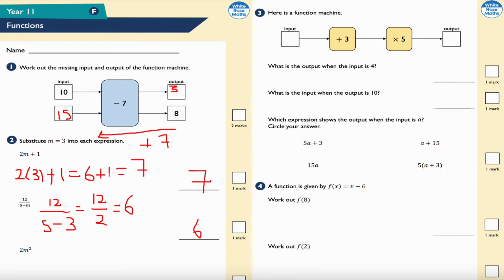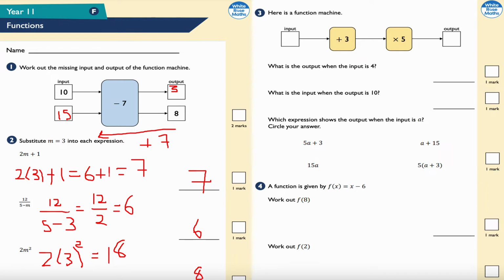Okay, for the next part, 2m squared when m is 3. So substituting that in, making it very clear. So it's 2 lots of 3 squared. So I'll work out 3 to the power of 2 first. So 3 to the power of 2 just means 3 times 3. That's going to be equal to 9. I double that, I times it by 2. I'm going to get 18. So the answer for that part is going to equal 18.